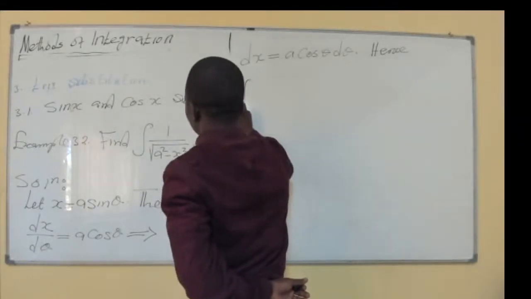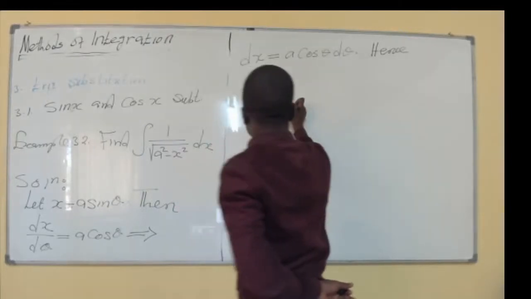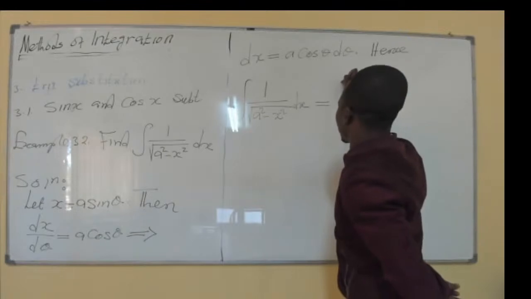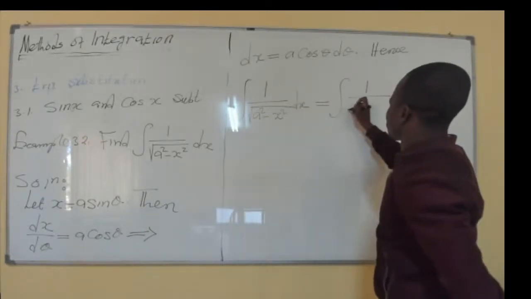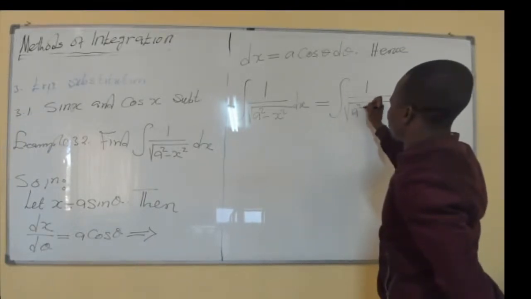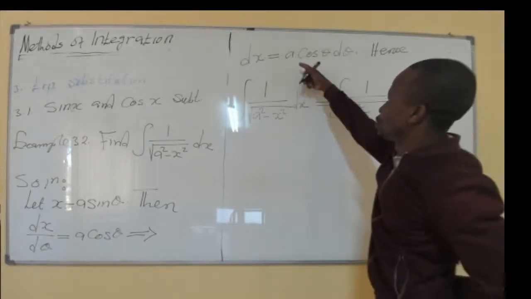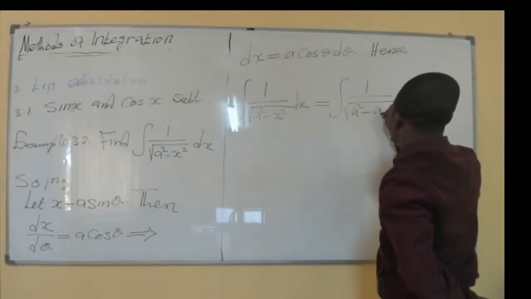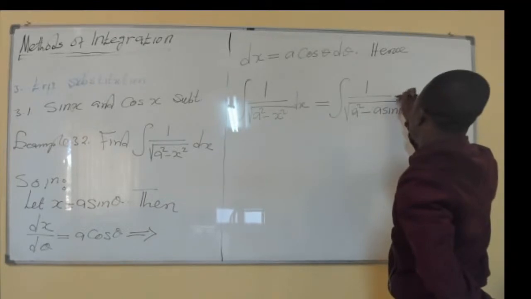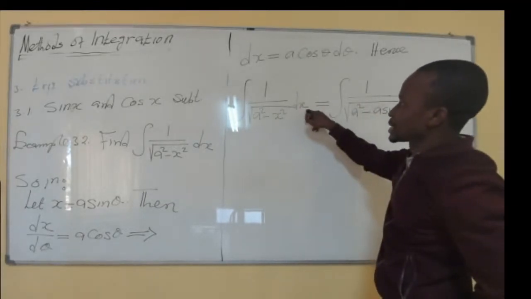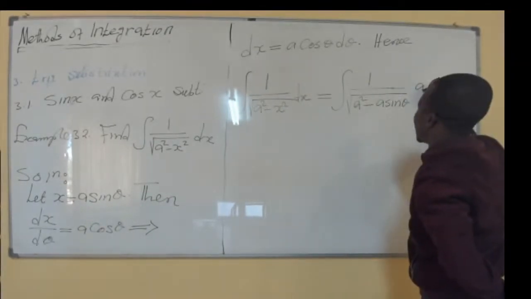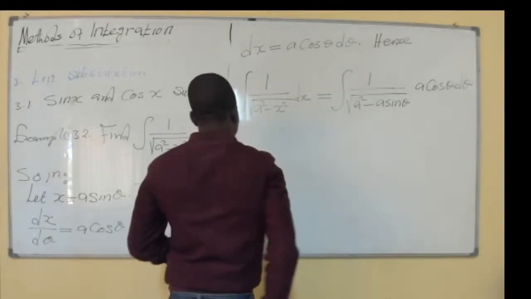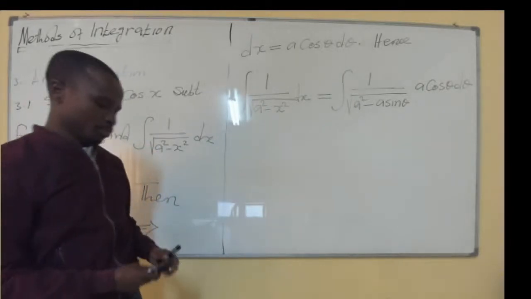Hence, the integral of 1 over the square root of a squared minus x squared dx is the same as the integral of 1 over the square root of a squared minus, where there is x, we substitute a sine theta, and where there is dx, we substitute a cos theta d theta.